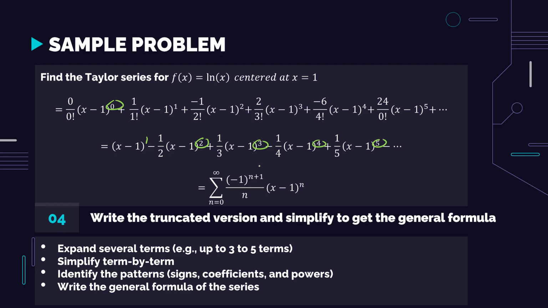So if you analyze these patterns, we arrive at a certain general formula. And that is the summation from n equals 0 up to positive infinity of negative 1 raised to n plus 1 all over n times the quantity x minus 1 raised to n.